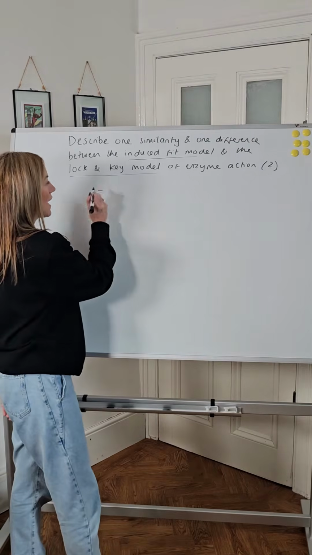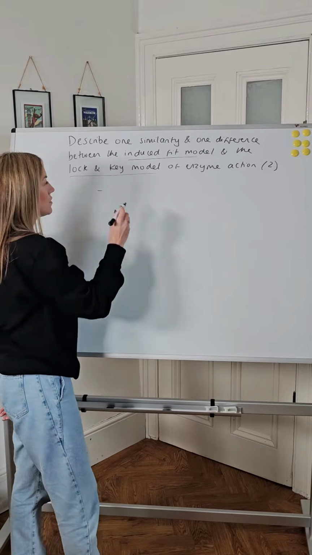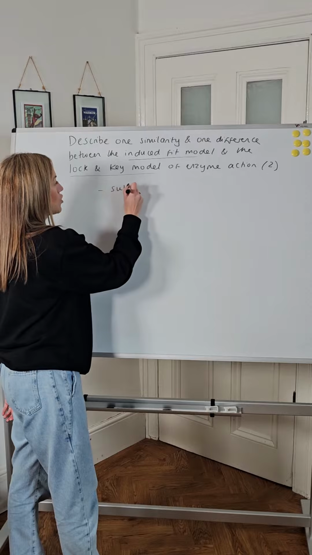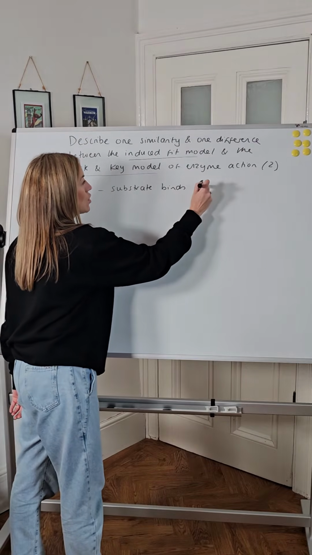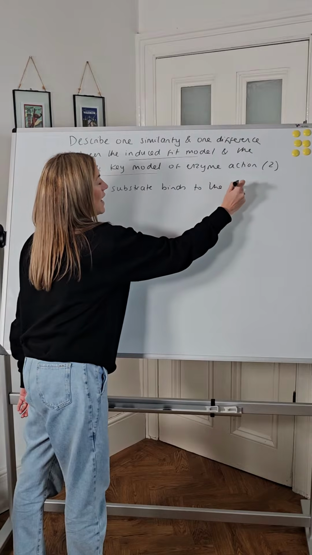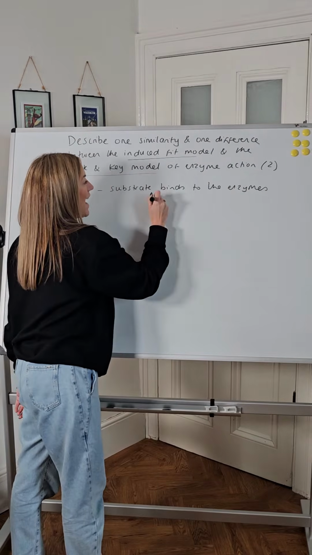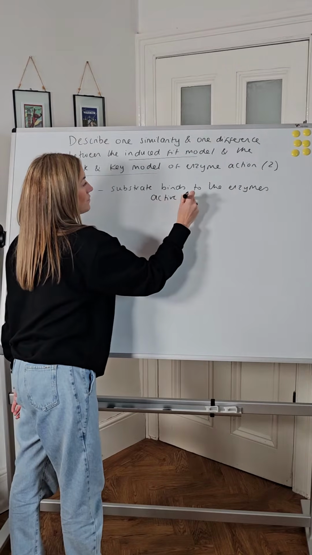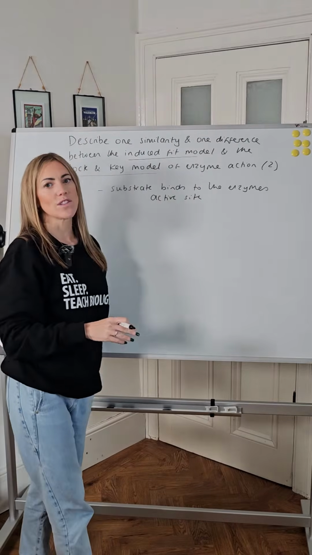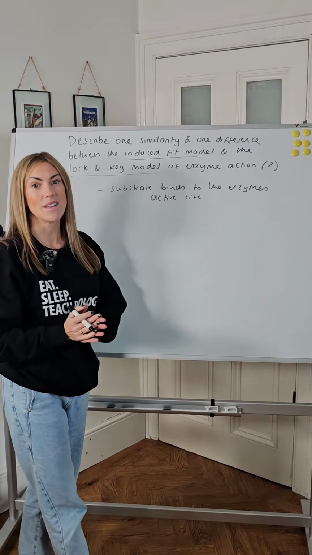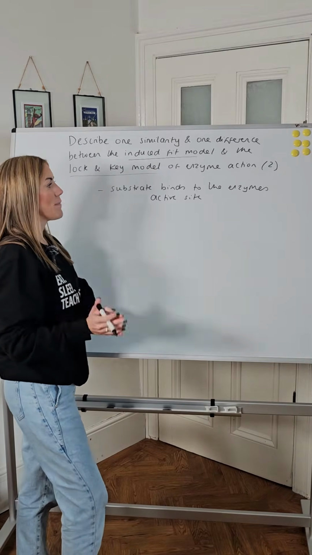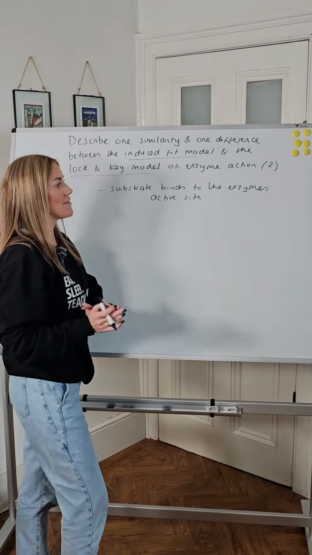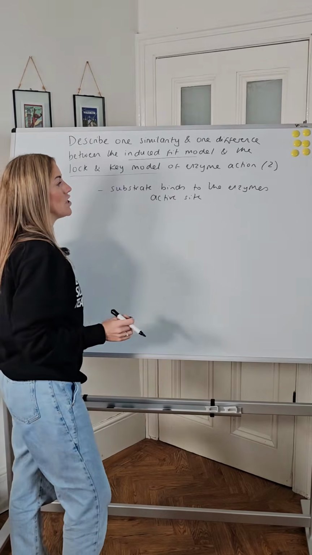Now, in terms of similarities, with both models, we're saying that the substrate binds to the enzyme's active site. Now, a lot of students will just say the substrate binds to the enzyme. That is not good enough. We need to specify where. So we can say the substrate binds to the enzyme's active site, and that's in both the lock and key and the induced fit model.